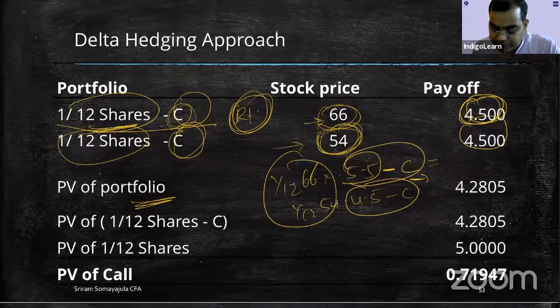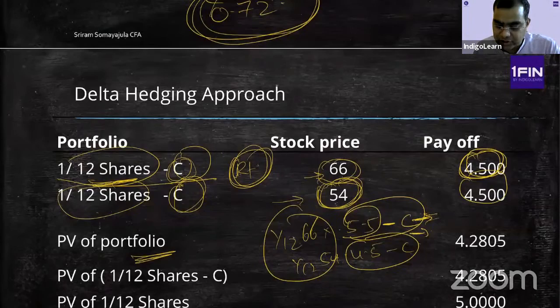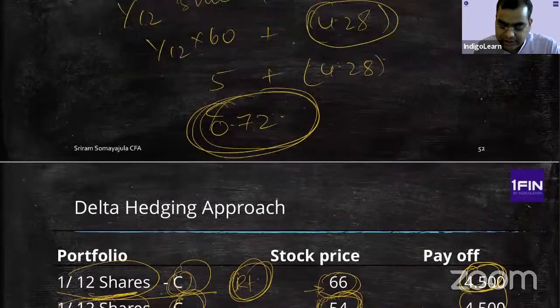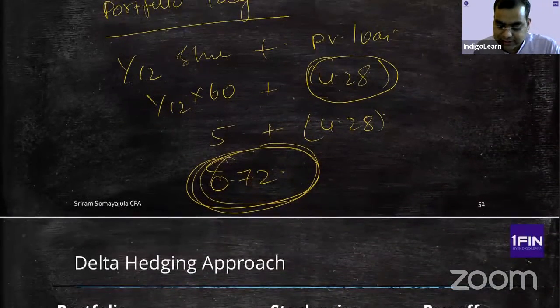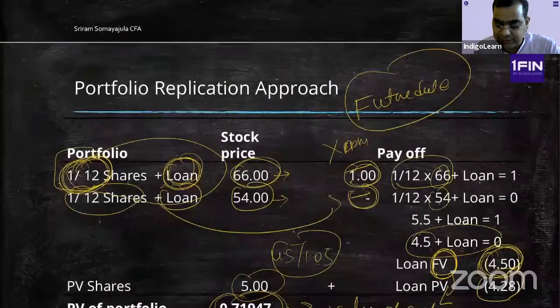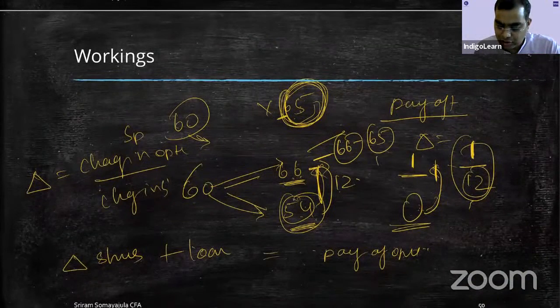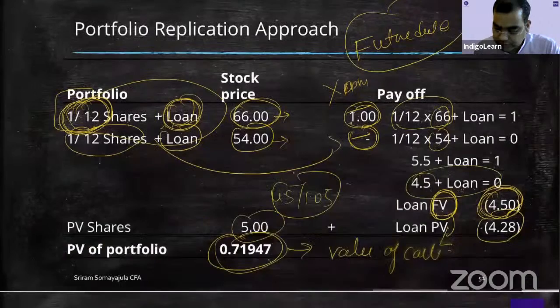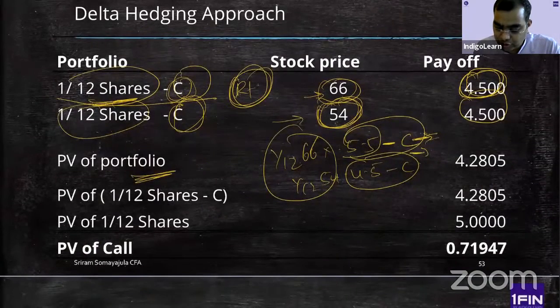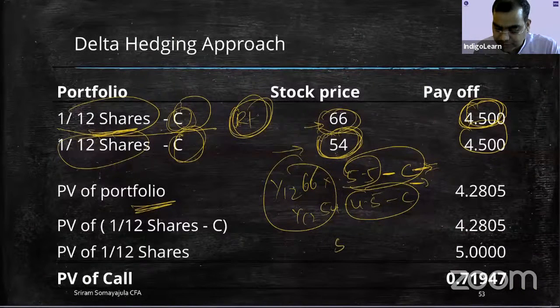How did you get 4.5? Here, the call option is basically giving you a value. How much? It is giving a value of 66 minus 65, because you have a right to buy at 65. Market price is 66. You are getting a payoff of 1, right? So 5.5 minus 1, you're getting 4.5.